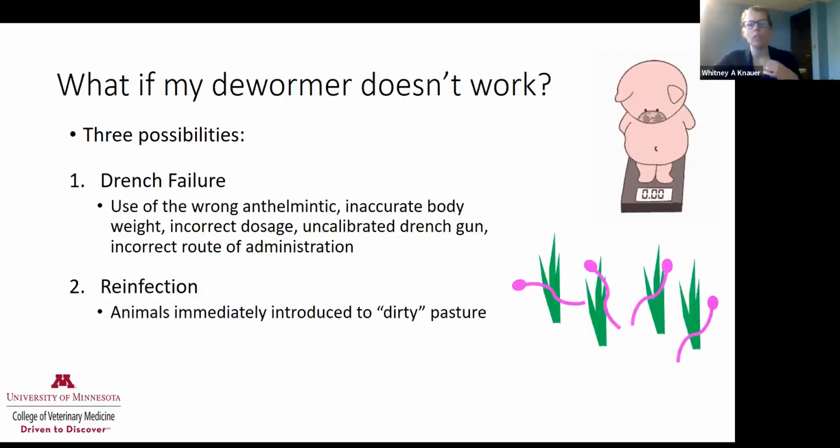Reinfection. This would be if we deworm and then immediately put those animals on a dirty pasture so they reinfect themselves. And then maybe we have resistance. That is the third reason why our dewormer might not work.